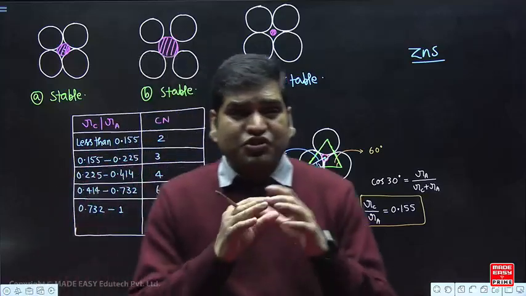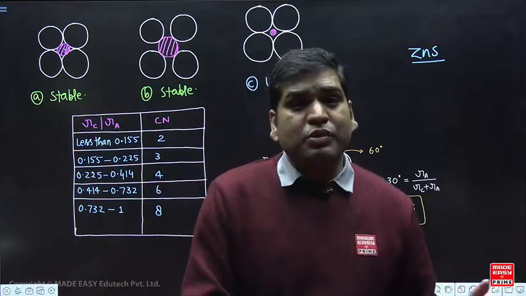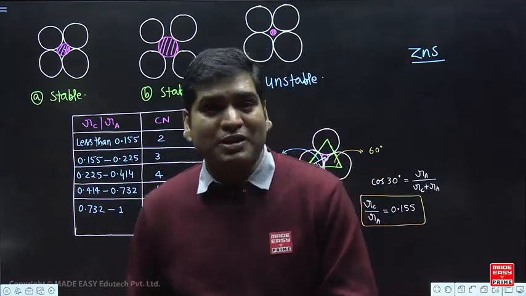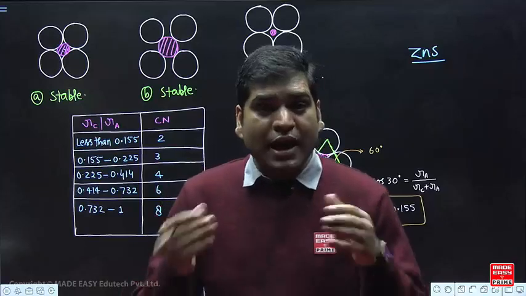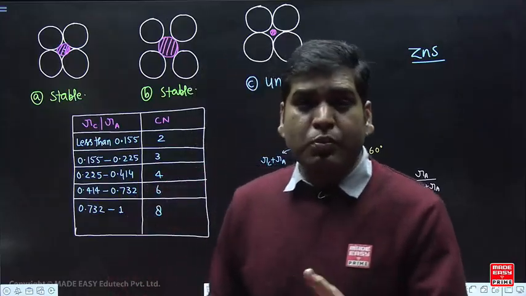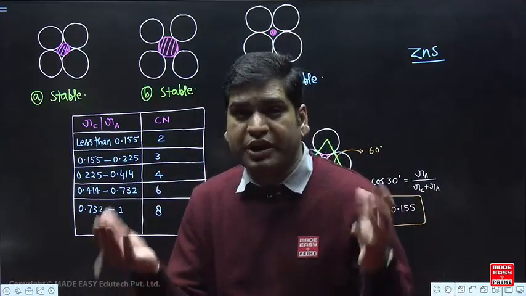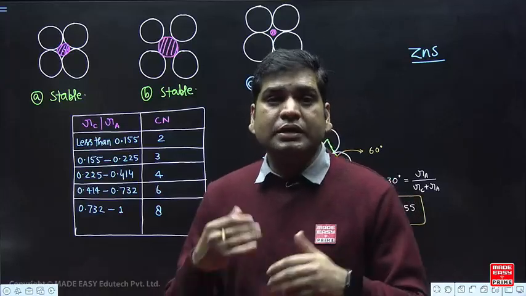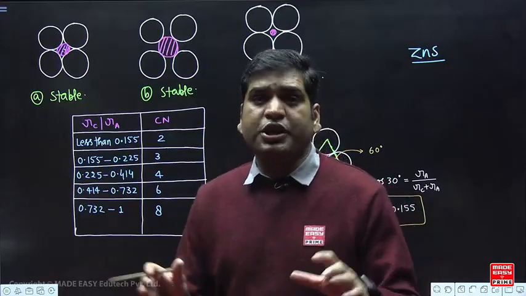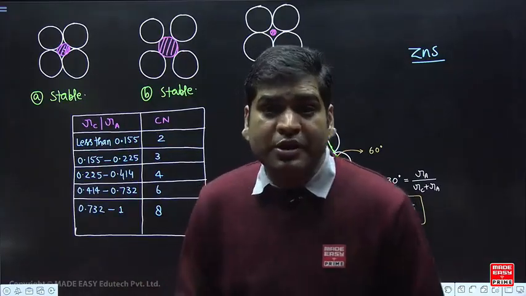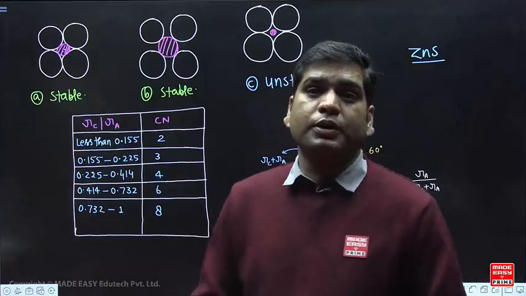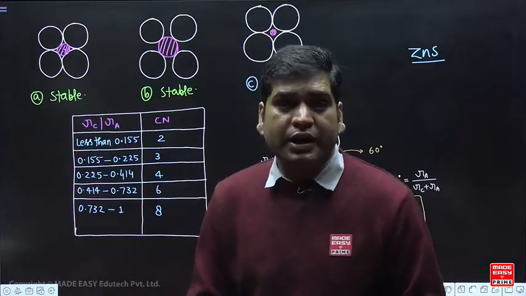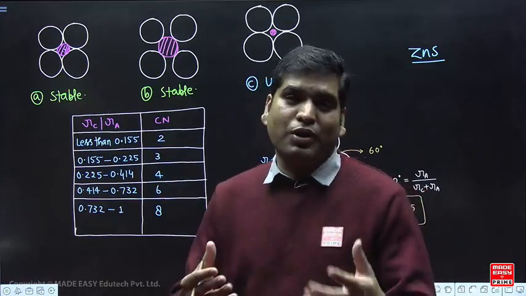So this rule is strictly followed by ionic compounds. It is not followed by covalent compounds. For covalent compounds, along with the radius ratio, you need the bond angle also to comment about the nearest neighbors. But in ionic compounds, just the radius ratio is sufficient to comment about the number of ions surrounding a cation. It means to comment about the coordination number.